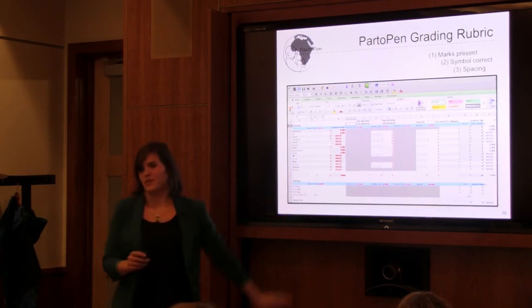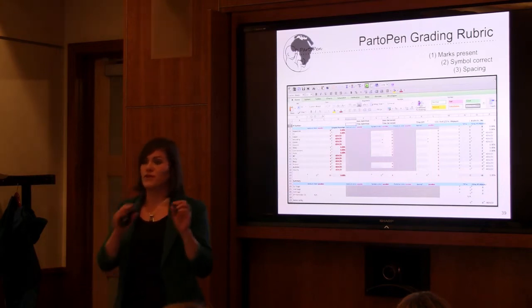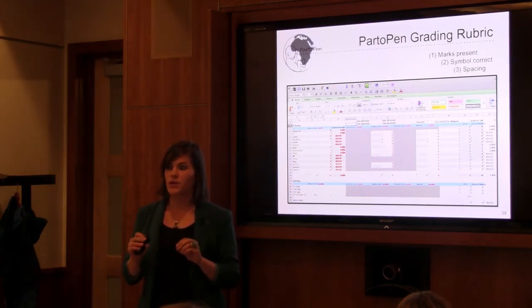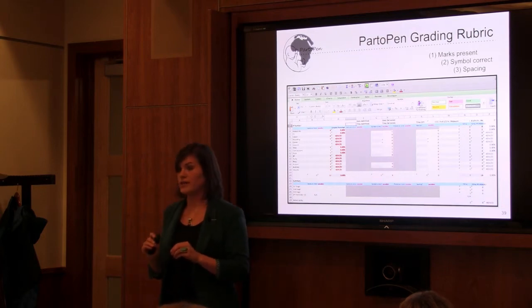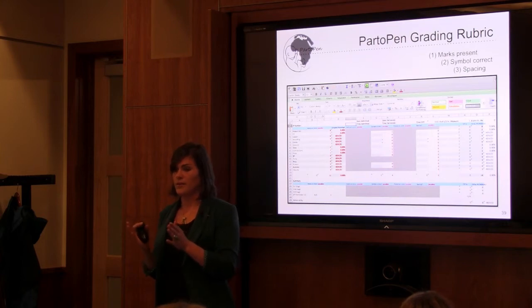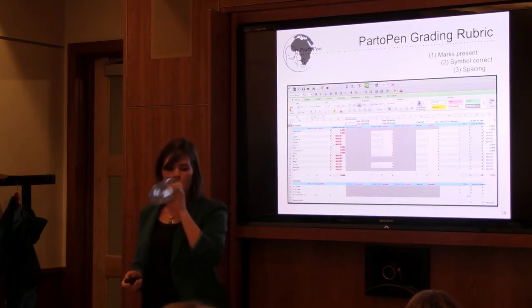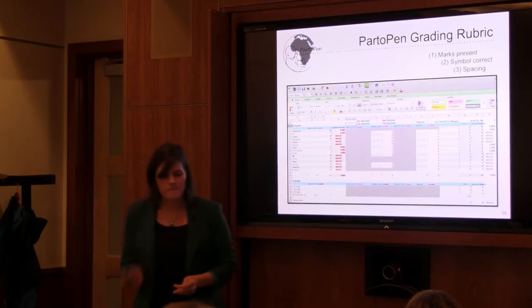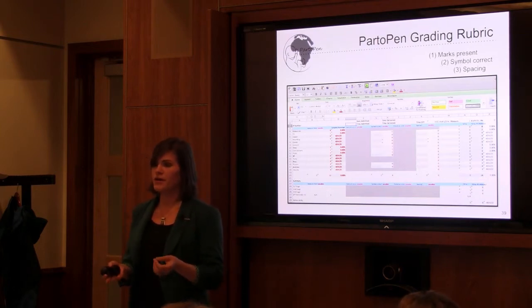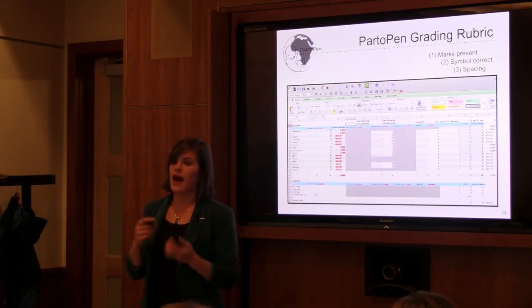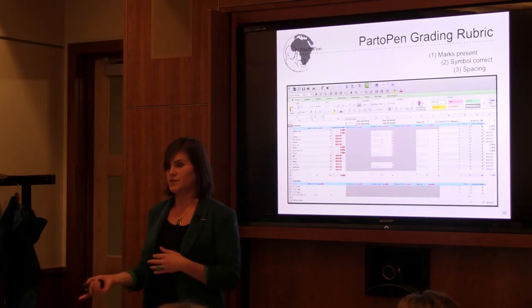So this spreadsheet is overwhelming. I don't expect you to read the whole thing. The important piece is that there are 3 things that we were looking for in each partograph section. So for fetal heart rate, not only were we looking if all the marks were present, we were also looking for if they were all the correct symbol and if they were spaced the correct amount of time apart. And one other thing I will say is that this correlates well with the instructions that were given from the PartoPen, because the PartoPen provides you with how to fill it out, what symbol to use, and how often to take the measurements.